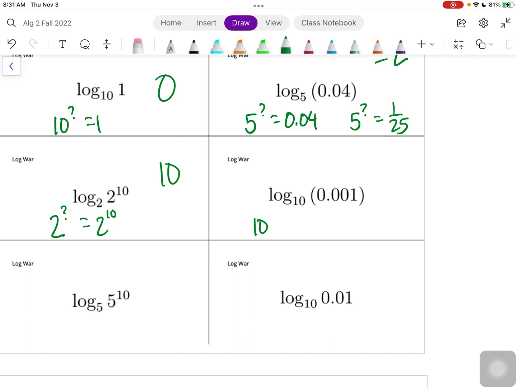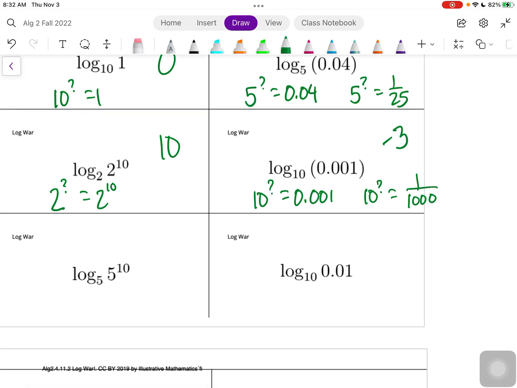The next one, we have 10 to the what is equal to 0.001. Well, we can change that to a fraction. It might make it easier. So we have 1 over 1,000 because that's 1/1000th. And so we know 10 to the third gives us 1,000, and then it's a fraction. So it's -3. And then we have 5 to the what is equal to 5 to the 10th. So question mark is equal to 10.